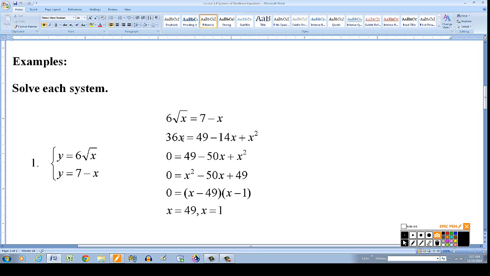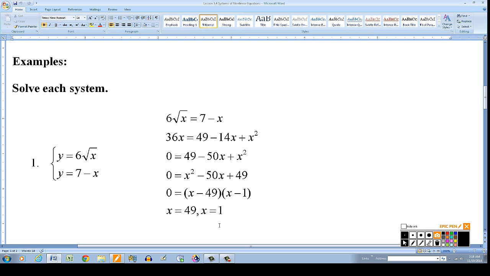Then you bring the 36x over to the right side and combine it with the minus 14x; minus 36x minus 14x gives me minus 50x. I get this trinomial on the right side. I rearranged it, x squared minus 50x plus 49, and then factored it into x minus 49 and x minus 1. That tells me that x can be 49 or x could be 1. So these are the possible values of x.